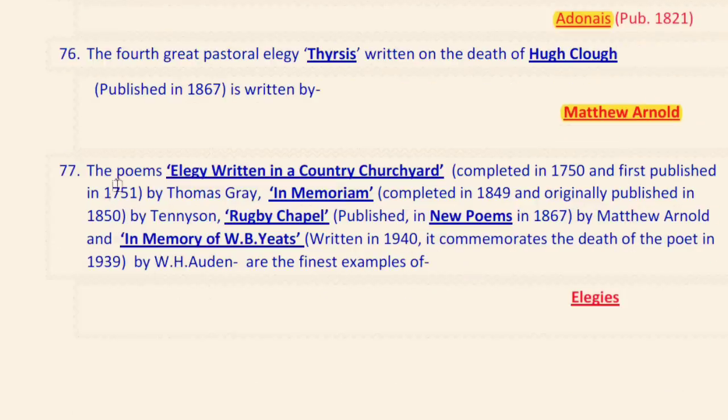Question number 77. The poems Elegy Written in a Country Churchyard, completed in 1750 and first published in 1751 by Thomas Gray. In Memoriam, completed in 1849 and originally published in 1850 by Alfred Lord Tennyson. Rugby Chapel, published in New Poems in 1867 by Matthew Arnold, and In Memory of W.B. Yeats, written in 1940, which commemorates the death of the poet in 1939, by W.H. Auden. All these poems are the finest examples of elegies.